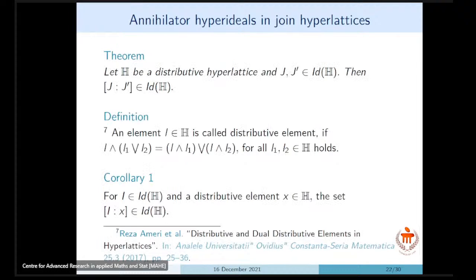Next, in a distributive hyperlattice, this set, the annihilator of J with respect to J dash, will be in H. Next, the mean distributive element is defined as follows. Whenever X is a mean distributive element, this set will be an ideal. That is, I colon X will be an ideal, a hyperideal.